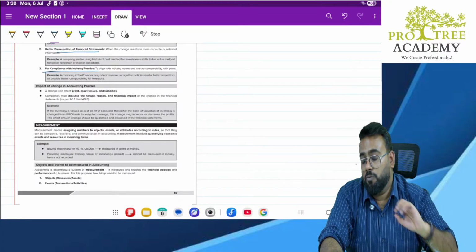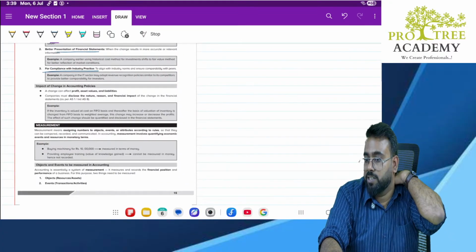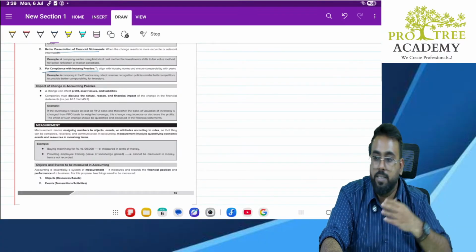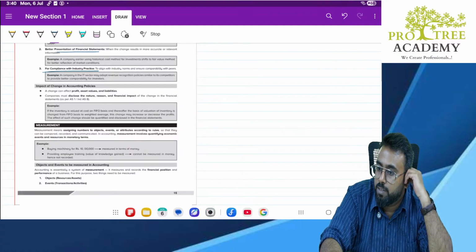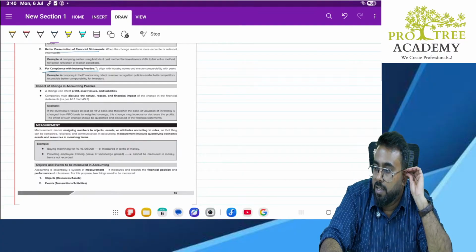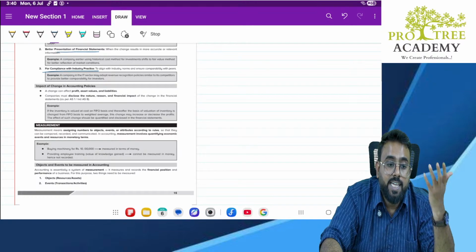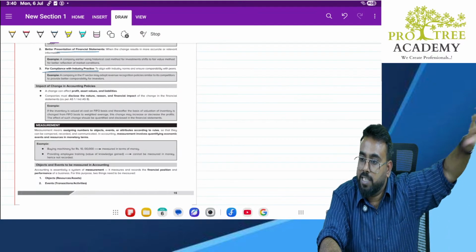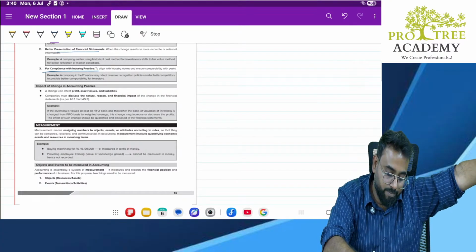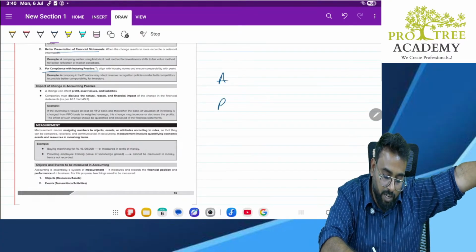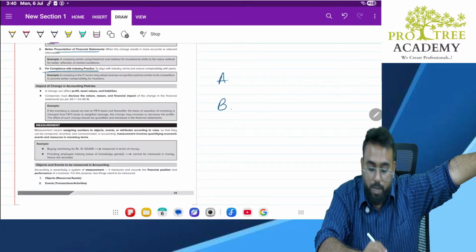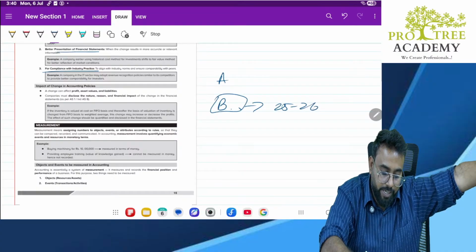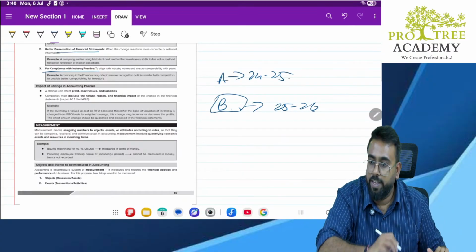Sir, what if accounting policies are changed? What will happen? Last year I was following an accounting policy, this year I am following a different accounting policy. Whenever you change an accounting policy, there is a requirement of restatement of financial statement. Sir, what is the meaning of restatement? Last year I followed a particular accounting policy A. This year I am following a particular accounting policy B. Now A was changed in the current year. So this is, let's say, year 25-26, and this is year 24-25.